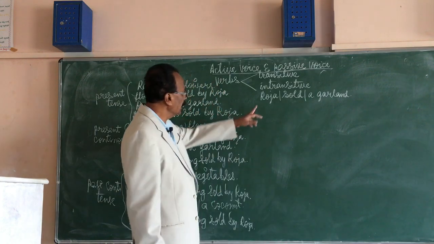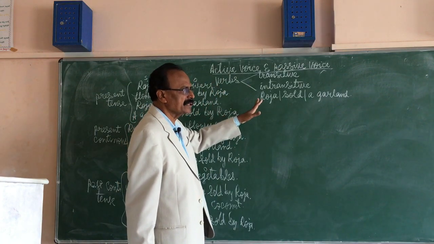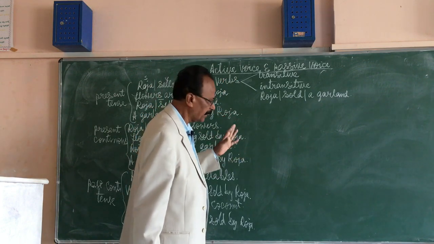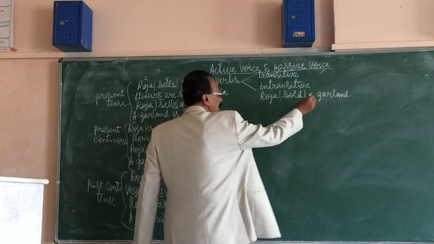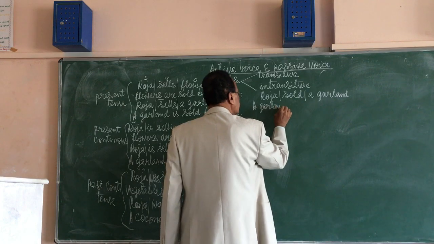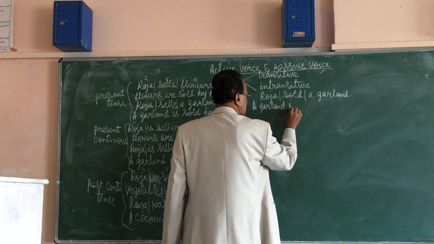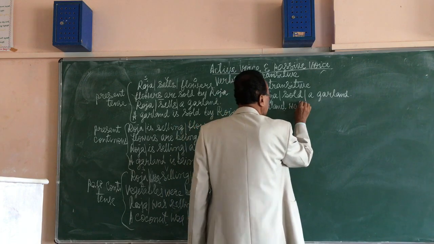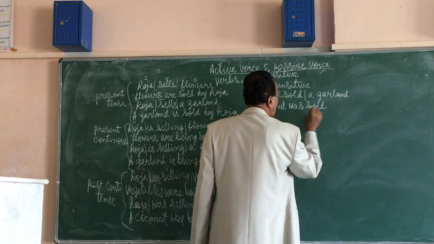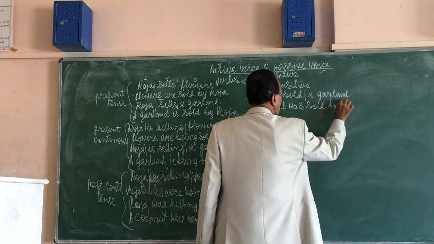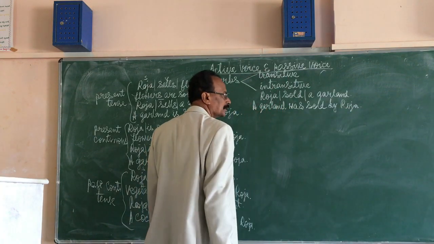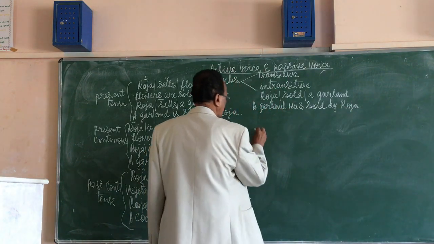So what are we doing here? We are trying to change the past tense verb from transitive to intransitive, active voice to passive voice. A garland comes to this side. Because it is past tense and here it is singular, it becomes was sold. A garland was sold by Rohita.